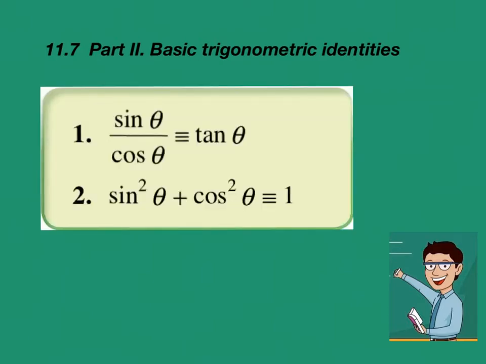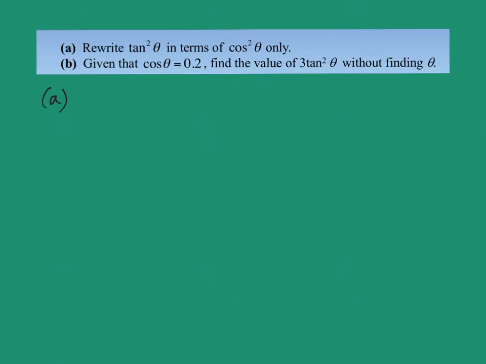In part 1 of chapter 11.7, we did the proof of these two trig identities and some examples related to this. Today, we are going to use this again and do some different types of questions. Let's begin. The first example has two parts. For part A, rewrite tangent square theta in terms of cosine theta only.